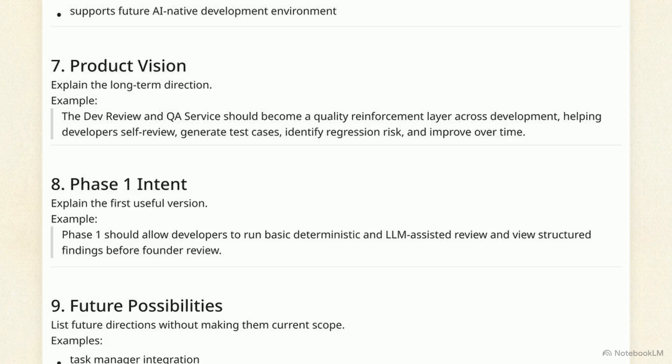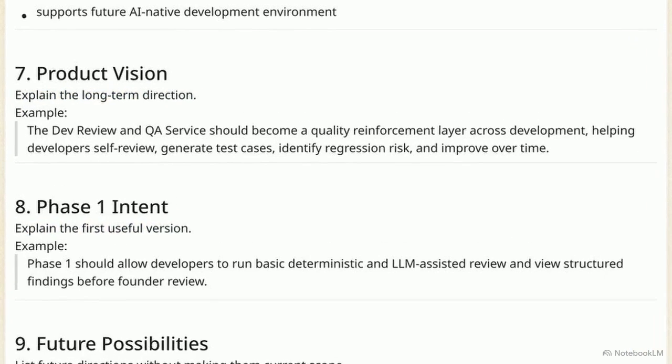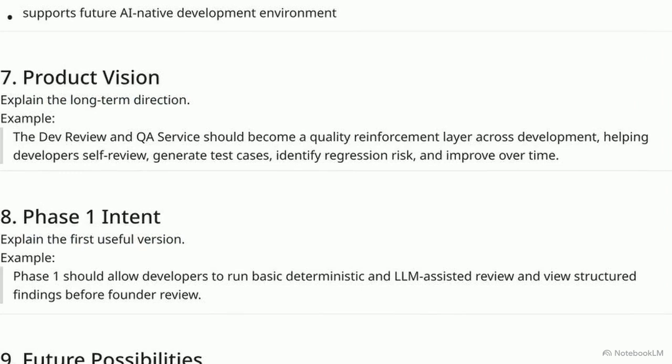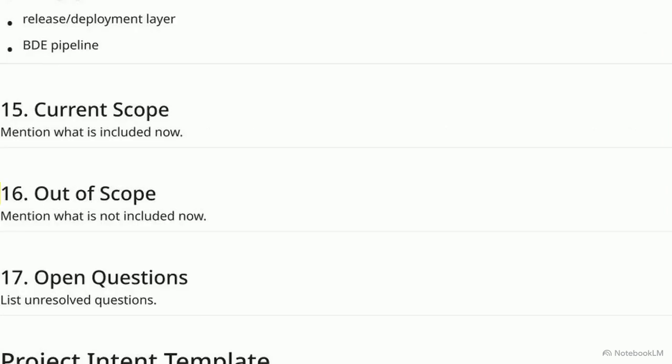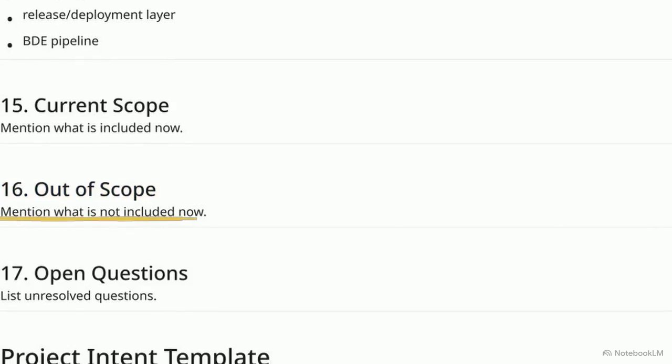Here is the second pillar, the blueprint. Notice the clear distinction between the long-term product vision and the immediate Phase 1 intent. You must separate the ultimate goal from the first useful version you plan to deploy. Further down, explicitly defining what is out of scope is just as important as defining the current scope. You must draw a hard line around what you are not building right now.